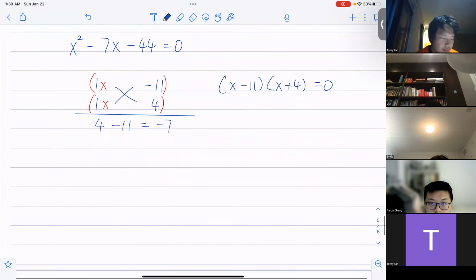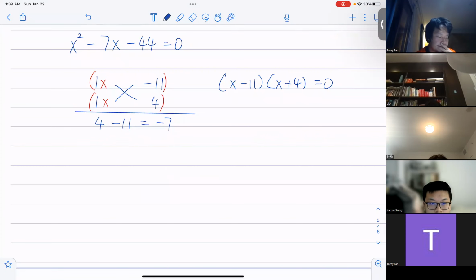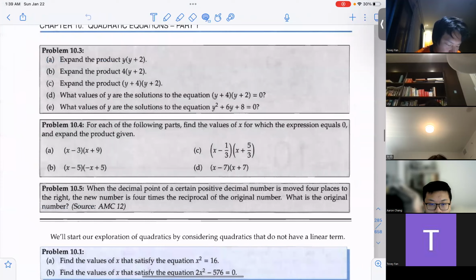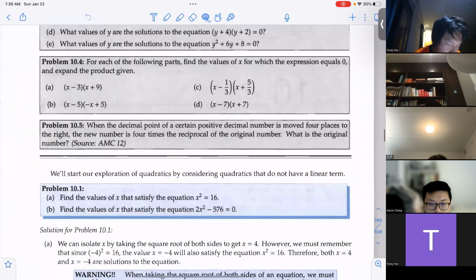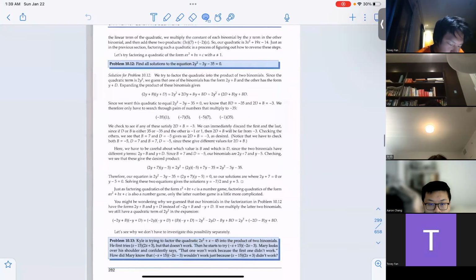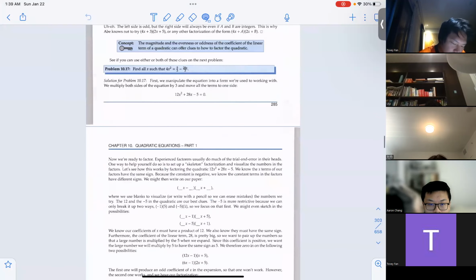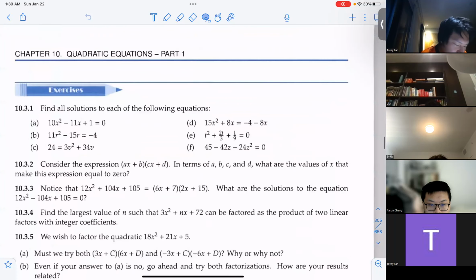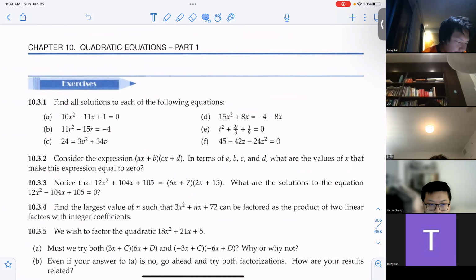Okay, I'm going to give you one more example with a coefficient that's not 1. So maybe let's pick an example from the book, when the leading coefficient is not 1. Okay, here, a bunch of them. Let's choose this, question A.